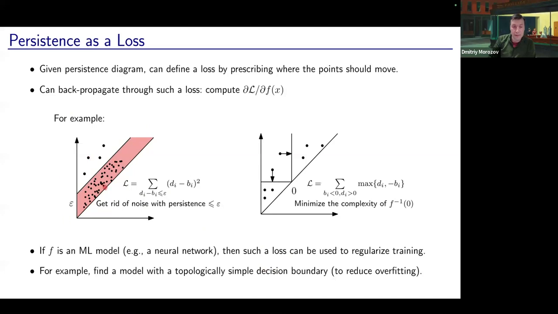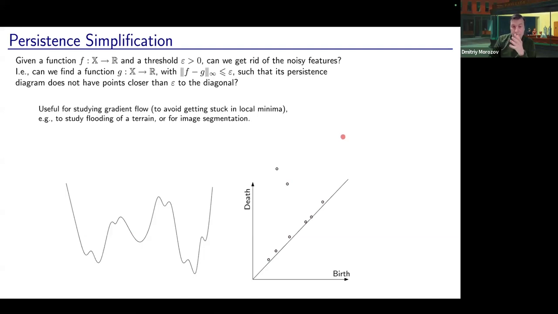So this problem has some history, the problem of persistent simplification. It can be formulated as follows. Suppose that we have a function f, and we're given some threshold epsilon. Can we find a function g such that it's epsilon close to f, such that all the points within epsilon are gone? So if this is my function f, I give some threshold epsilon, and I want to find this function g such that it irons out these wrinkles so that the points within epsilon are gone.